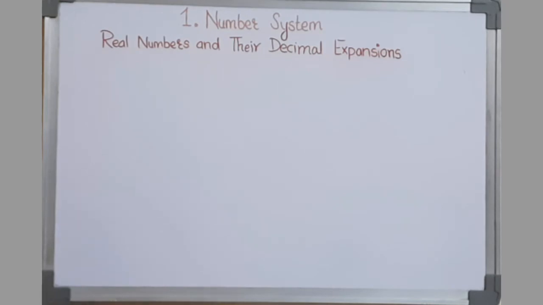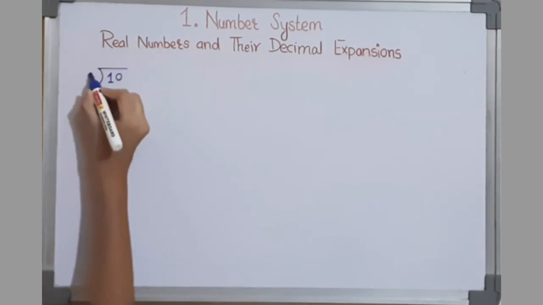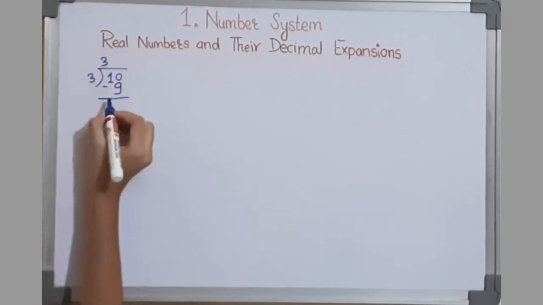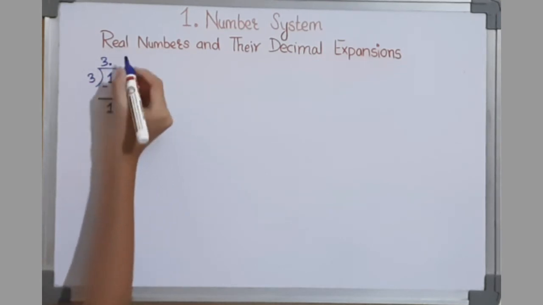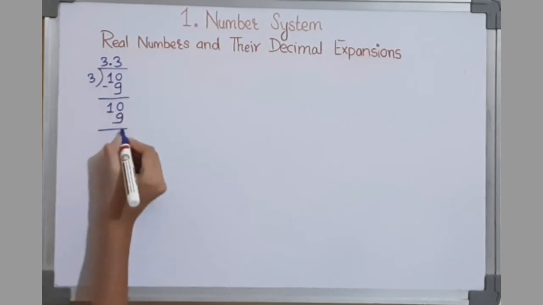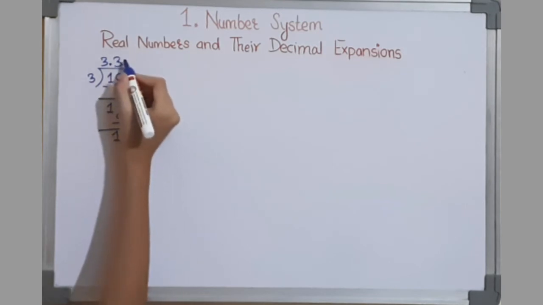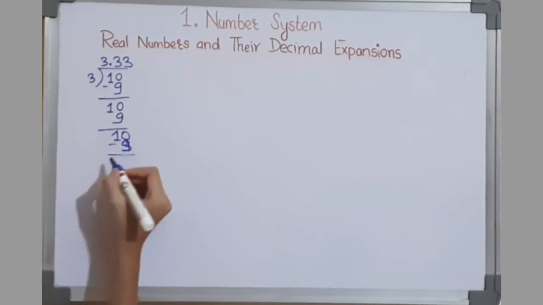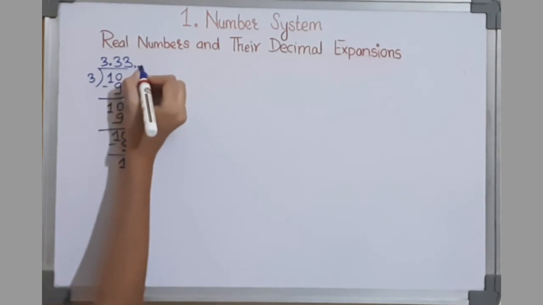First, we will find the decimal expansion of 10 by 3. 3 3s are 9. The remainder will be 1. We will put a decimal point and here it will come 0. Then again 3 3s are 9, again 1. As we have put the decimal point, again here we will get 10. Again 3 3s are 9. Again the remainder comes 1.